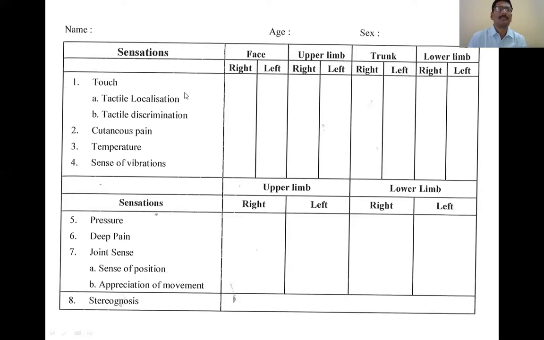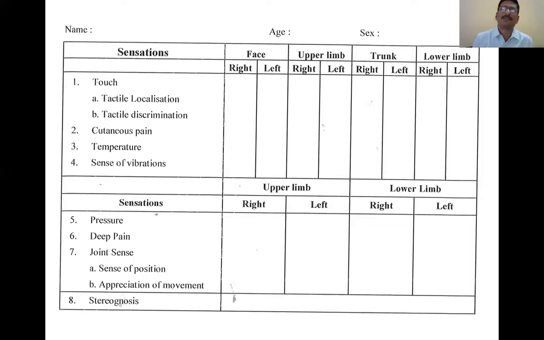Then coming to the tactile sensibility, here you will be testing the tactile fine touch. Face, right, left, upper limb, right, left, trunk, right, left, and lower limb. Everywhere, suppose for example, tactile sensibility is there. Whenever he says yes, then you write yes, yes, yes. Or you can write perceived.